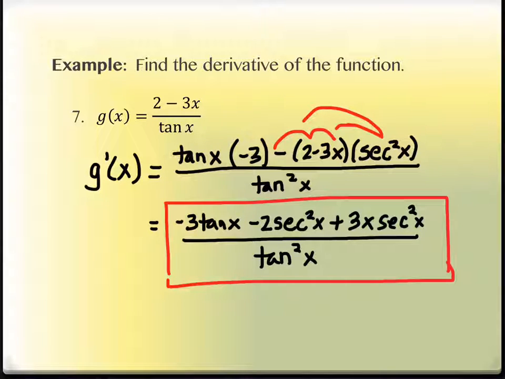There is a Pythagorean identity that involves tangent squared and secant squared. But it still has the potential for making the denominator even worse than it already is. There's just nothing that's for sure going to clean this up anymore. So we're going to leave it. Last question.